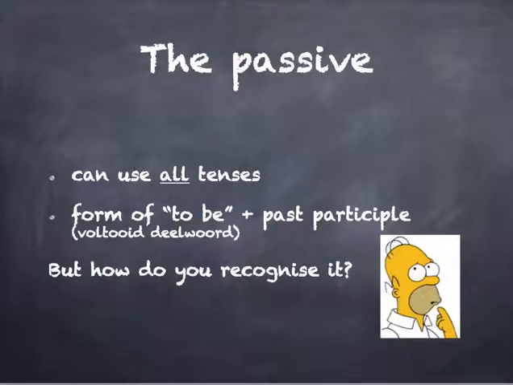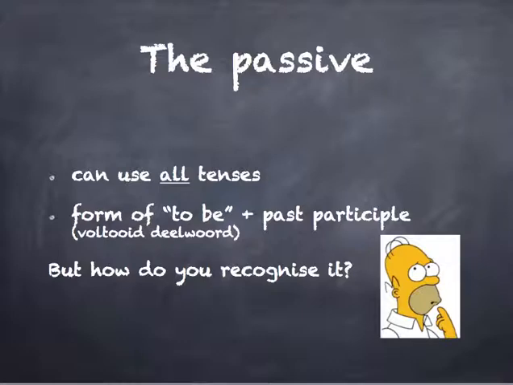Okay? The passive, you can use all the tenses that you've learnt until now. So the passive can be used with all werkwoordsvormen, so all tenses. You also use it with a form of to be plus the past participle. Now, you weren't here to remind me, so I yet again had to look up what the past participle was in Dutch, and that's the voltooid deelwoord.